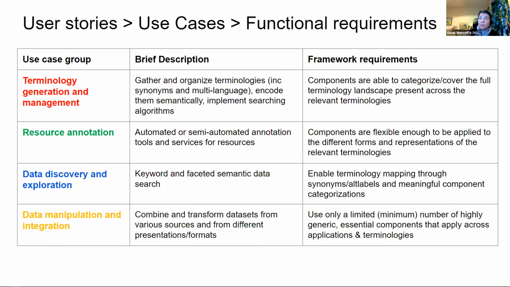So this was the progression from user stories to use cases to functional requirements. We identified 4 different categories of use cases, which are listed here. I'm sorry, I'm going very fast because there's quite a lot of information to communicate, but you will be able to see the slides. So it's terminology generation and management, resource annotation, data discovery and exploration, and data manipulation and integration.